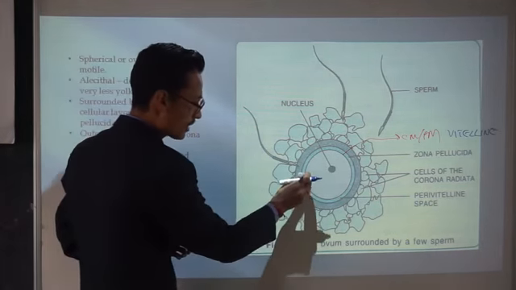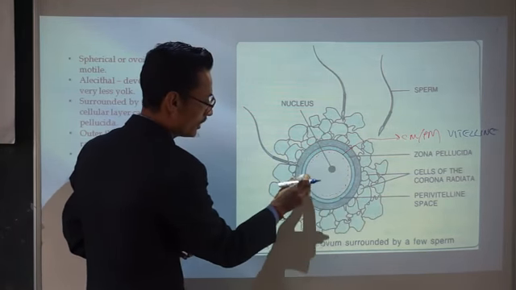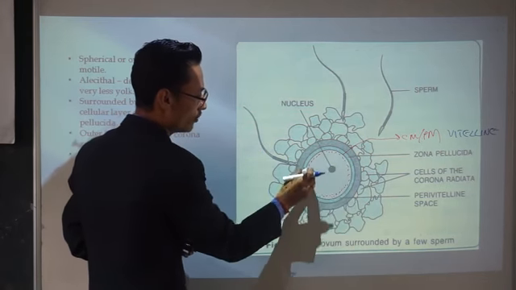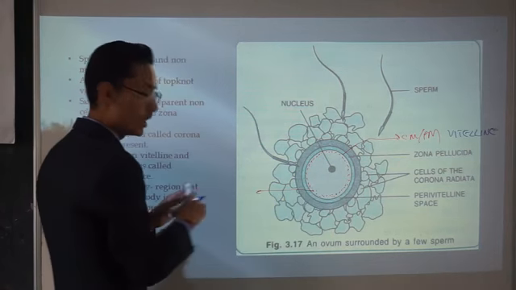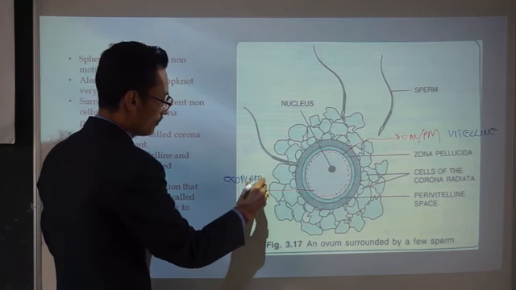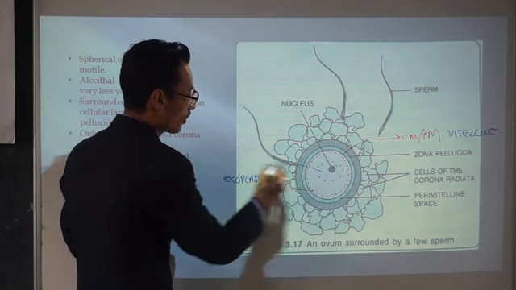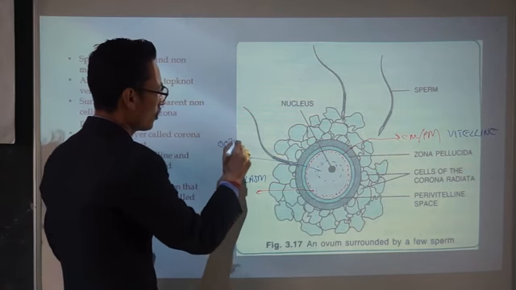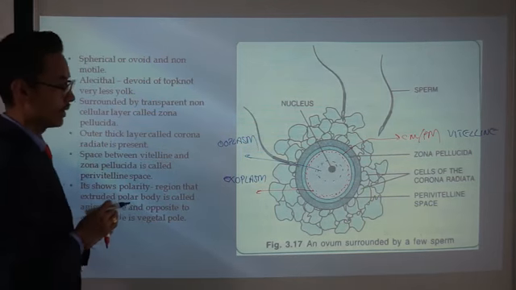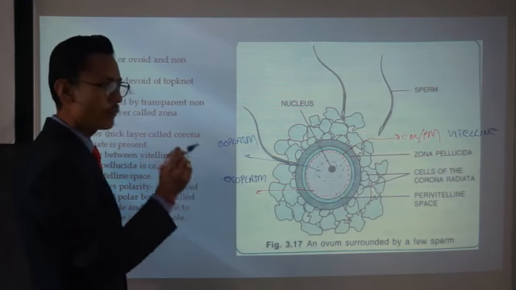The space inside the ovum has two layers, the external layer and the inner layer. This external layer inside the ovum is called the exoplasm. And the inner part that contains the nucleus, we will call the ooplasm. Okay. Then we will find the second layer, which is produced by the follicular cells.